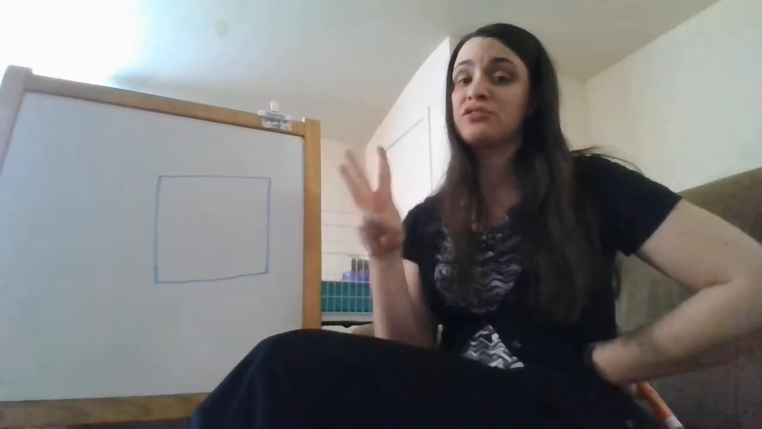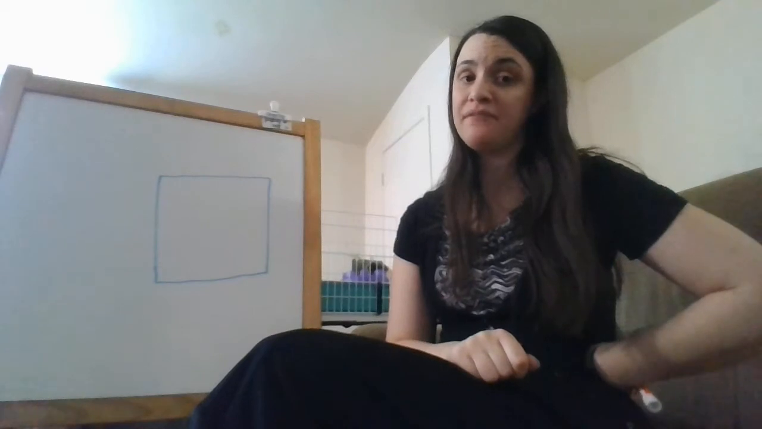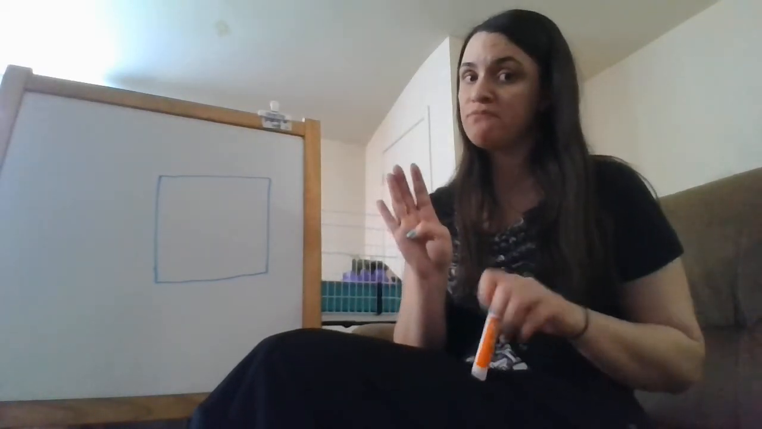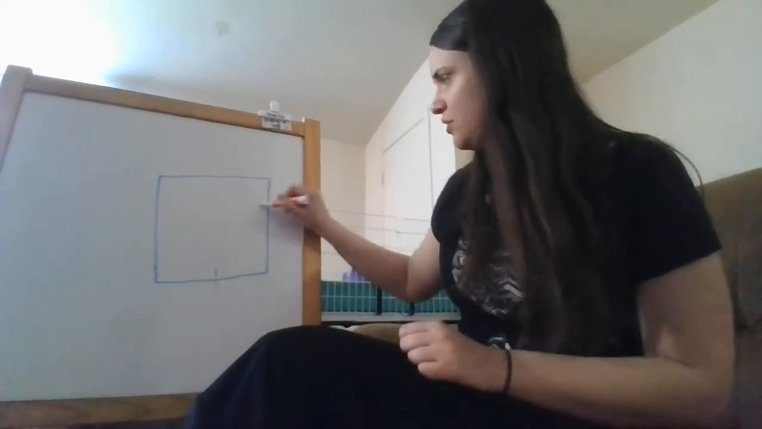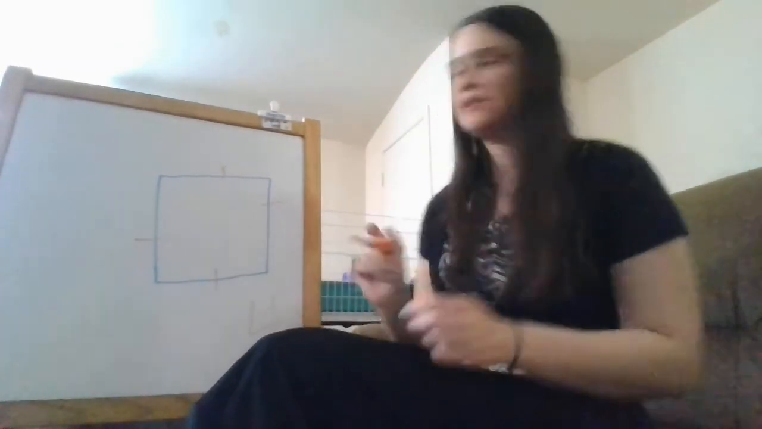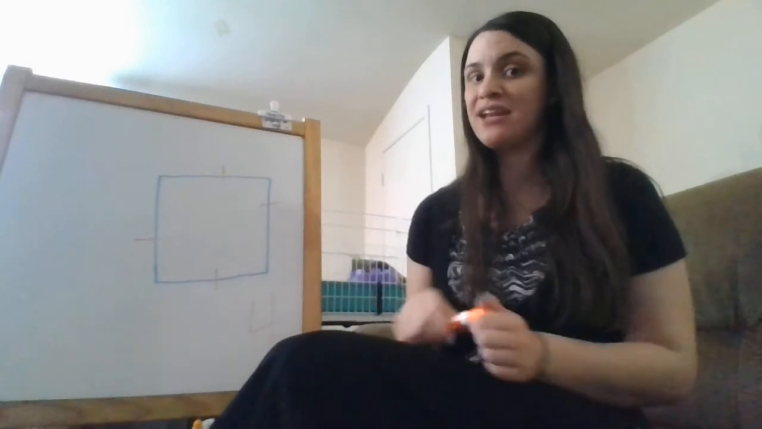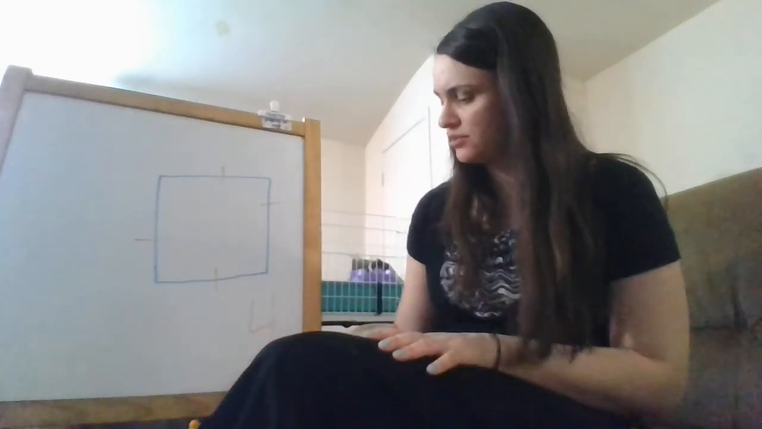So let's start, because there's 3 things we need to know. The first one is, how many sides does it have? Right, it is 4 straight sides, right? We have 1, 2, 3, 4. Can we say 4 straight sides? 4 straight sides. And it also has 4 what? We have 4 right angles, right?